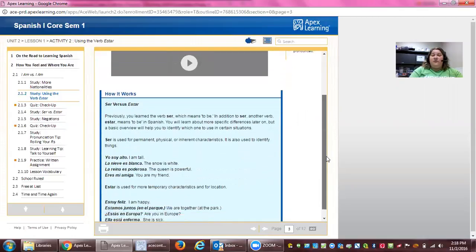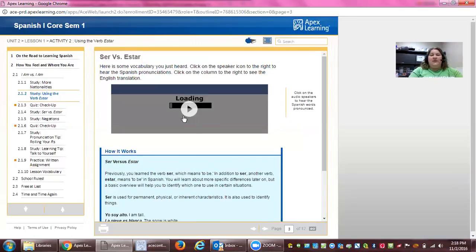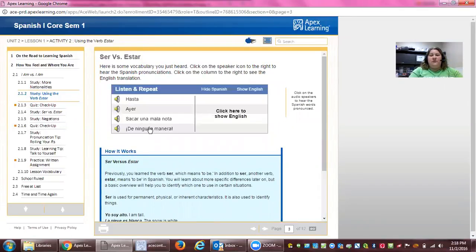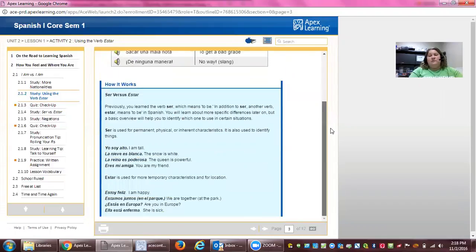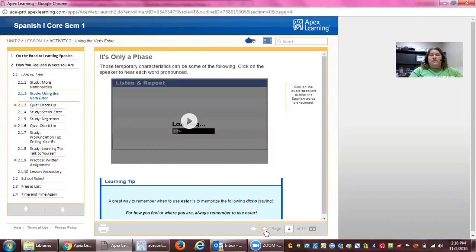Again, it gives you the background information on this slide. So if you want to go back a slide, that's okay. Feel free to do that. And then here's your vocabulary up here. And you can see the English. So keep going through each lesson all the way to the end. There's 12 slides here.